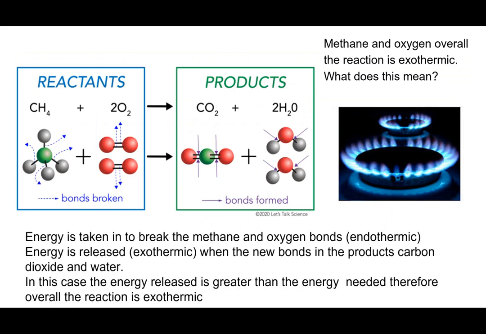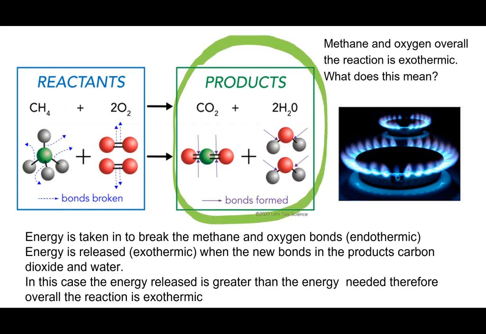Okay, so for this particular reaction with methane and oxygen, this is exothermic because energy is taken in to break the methane and oxygen bonds, and energy is released when the new bonds form in carbon dioxide and water. In this case, the energy released in this process is greater than the energy needed in the other process, which is why it is exothermic. Okay, the products release more energy than the reactants needed.